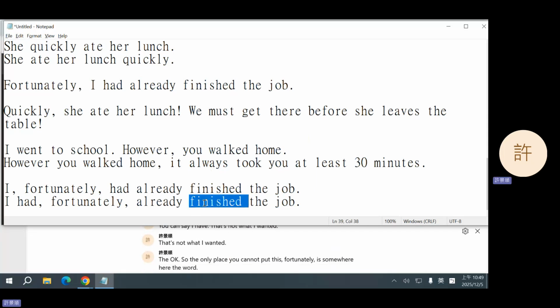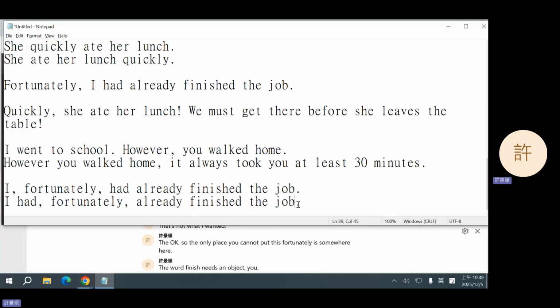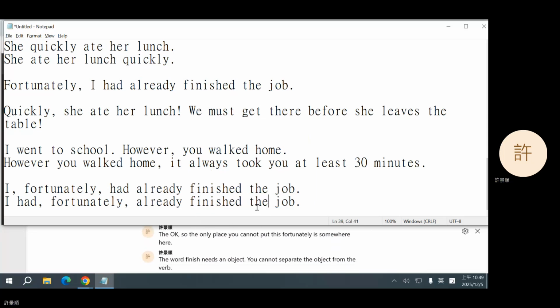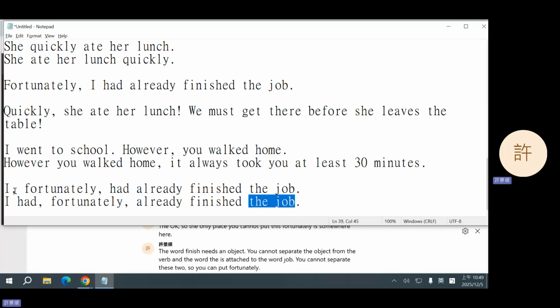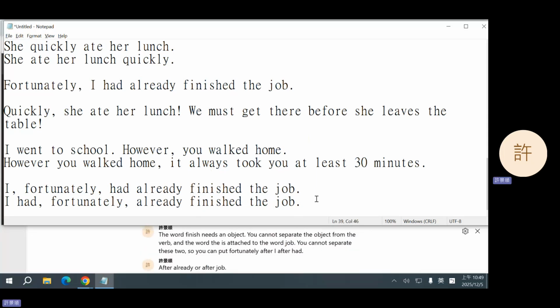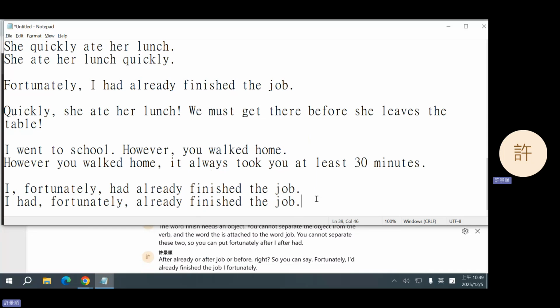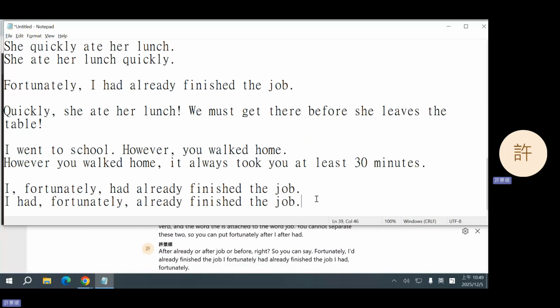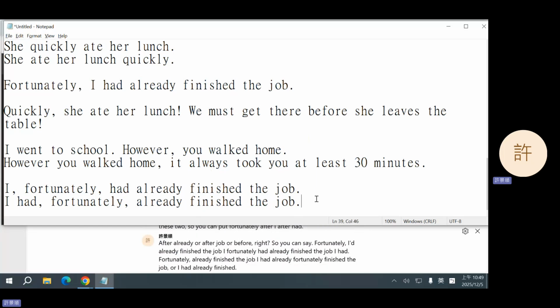The word finish needs an object. You cannot separate the object from the verb. And the word the is attached to the word job. You cannot separate these two. So you can put fortunately after I, after had, after already, or after job. Or before, right? So you can say, fortunately, I'd already finished the job. I fortunately had already finished the job. I had fortunately already finished the job. I had already fortunately finished the job. Or I had already finished the job fortunately. And they all mean the same thing.